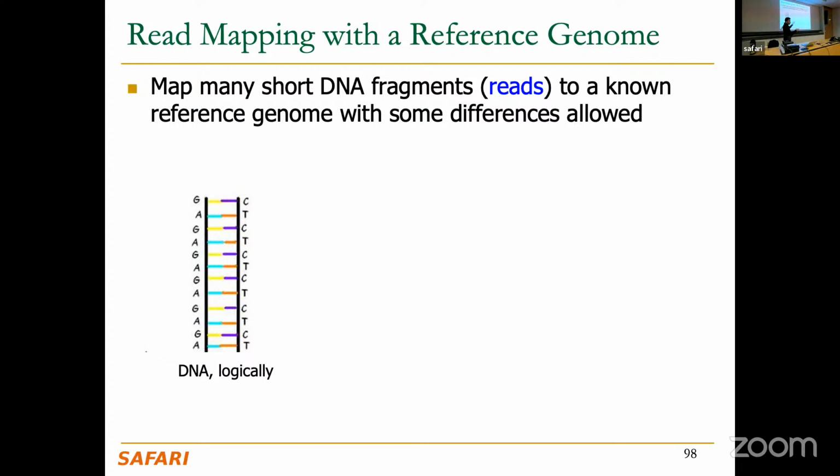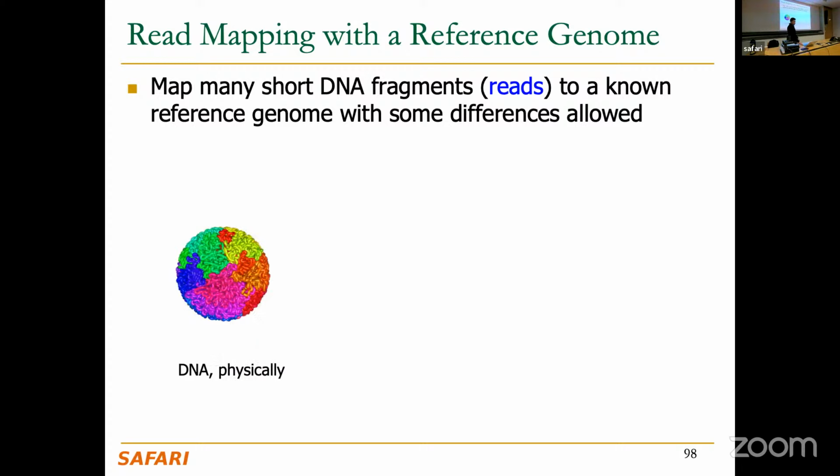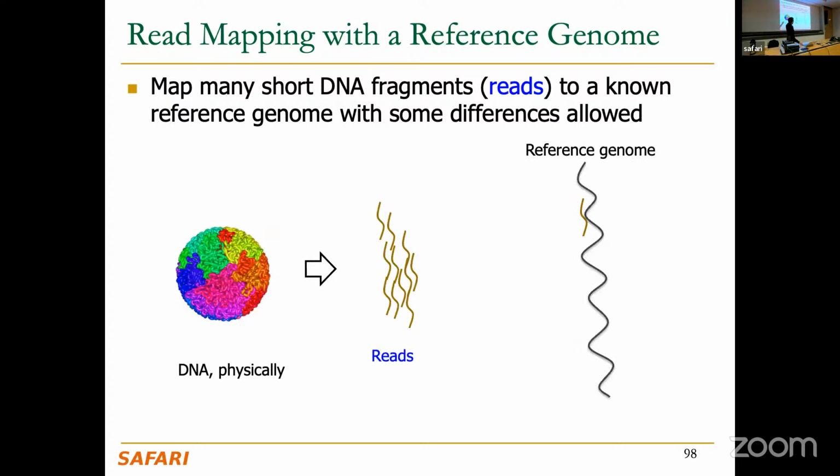We want to allow differences because that individual may have mutations compared to the reference genome, right? Or we may have sequencing errors. We want to tolerate these errors also, right? So this is how digitally or logically the DNA could look like, and this is how physically it looks like. But essentially, we have reads and a reference genome, and the goal is to figure out where they belong to, so that we can understand the differences and also the similarities between the reference genome and your genome, right?